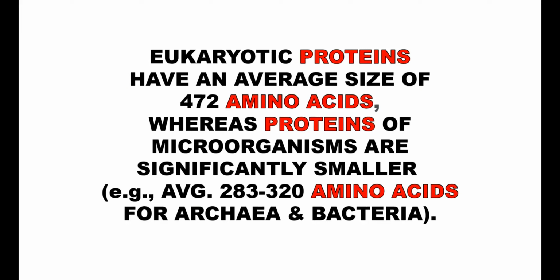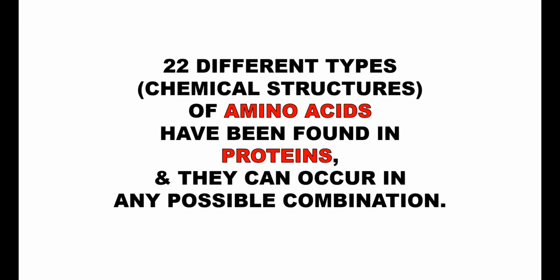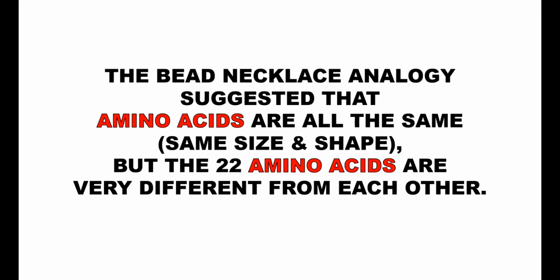Now, eukaryotes or higher organisms have proteins that have an average size of 472 amino acids, whereas proteins of smaller organisms have average sizes of 283 to 320 amino acids. Within naturally occurring proteins, it has been found that there are 22 different types, and by that I mean chemical structures, of amino acids, and they can occur in any possible combination. The bead necklace analogy suggested that amino acids are all the same size and shape, but in reality, the 22 amino acids found in naturally occurring proteins are very different from each other in terms of size, shape, chemical, and physical properties.